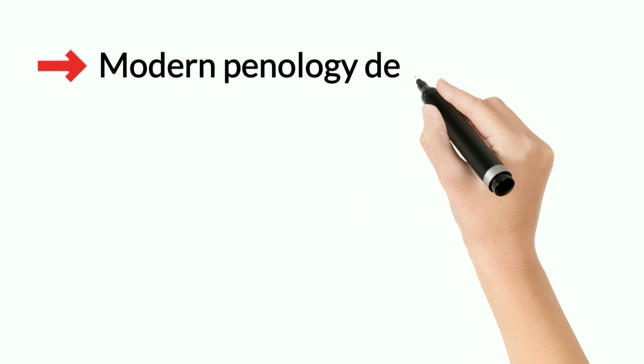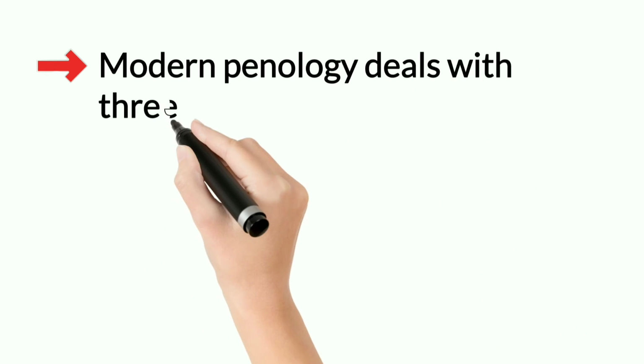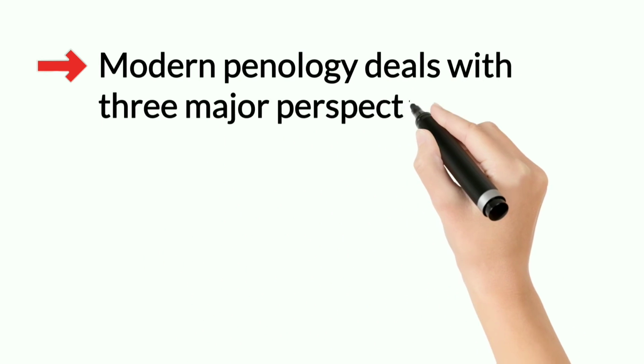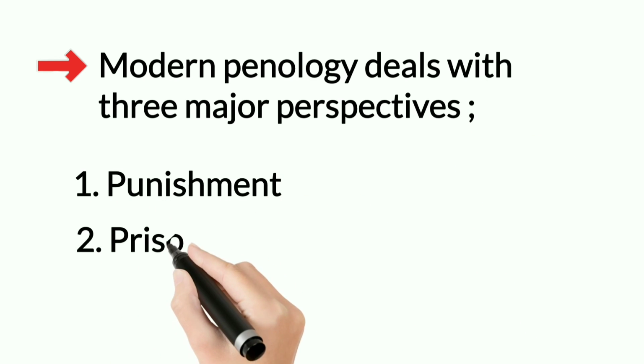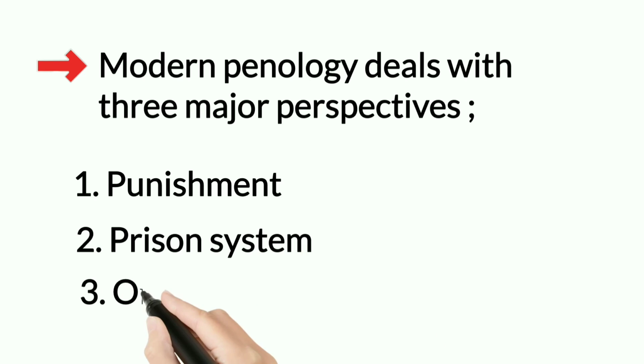Modern penology deals with three major perspectives. That is number 1, punishment; number 2, prison system; number 3, offender rehabilitation.